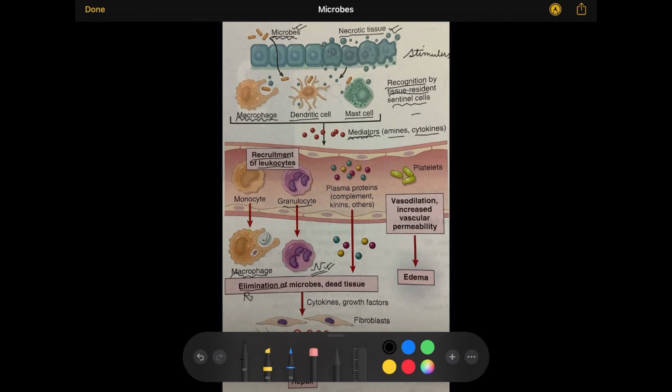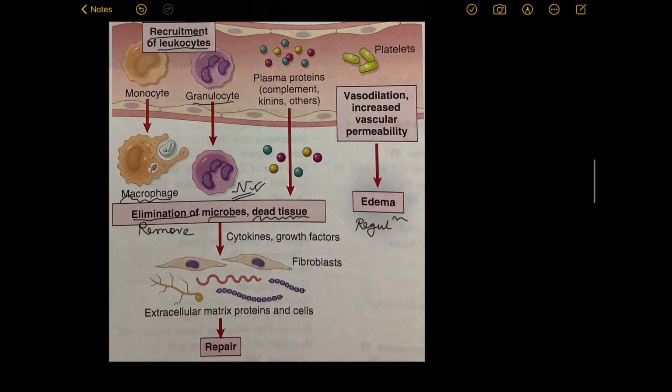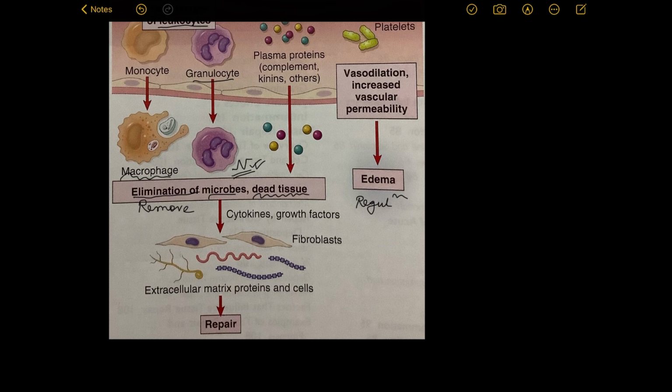So they are recruited, and what they will do, they will eliminate or remove, this is the third R, the microbes. And as I mentioned, inflammation is not just about removal of microbes or the offending agent, but the dead tissue, the injured tissues as well, right? So this is the third R, and this entire thing is obviously being regulated. So that is the fourth R, regulation. And last but not the least, if I can show you, repair, which is the fifth R, as you can see, right?